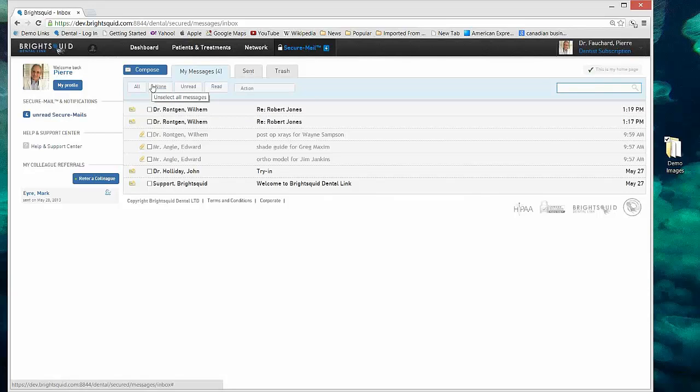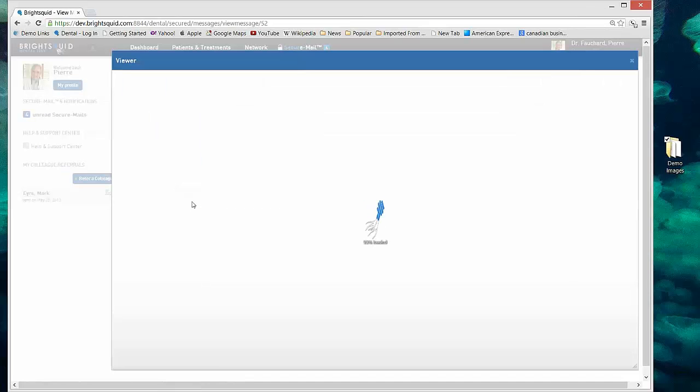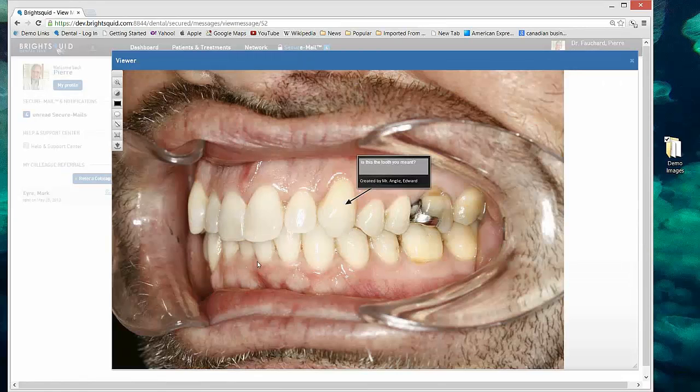On the receiving end, what I'll do is I'll open up something, maybe this thing from Mr. Edward Engel. In my example here, he's from one of the labs that I use. You sent me this photo but forgot to enter the shade information. We've got built-in viewers that enable me to have a look at the images as they're coming up. So not only can I view the image itself without having to download it into my system, but I can also see any of the information. We call them annotations on our system. We can see the annotations at the same time.